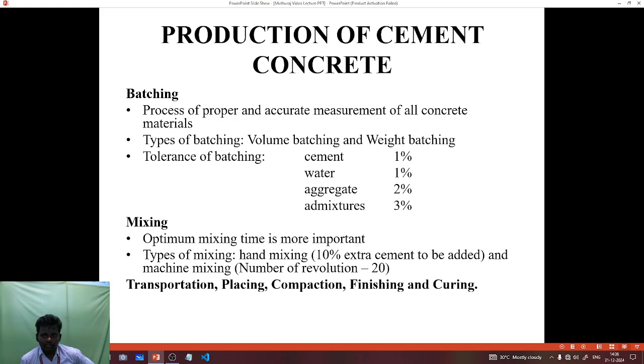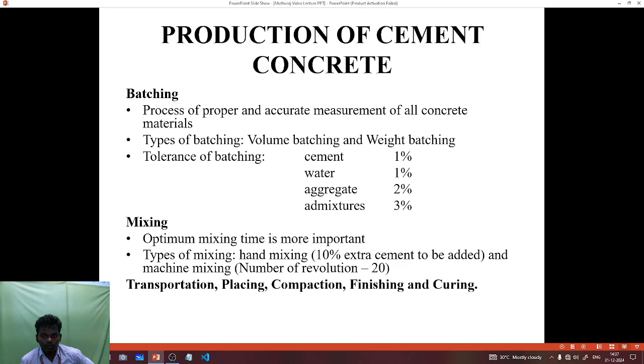In the production of cement concrete, there are three steps that must be performed one by one in an accurate manner to produce a proper mix of cement concrete. The first step is batching, the process of proper and accurate measurement of all concrete materials. Types of batching: volume batching and weight batching. Tolerance of batching: the cement should not be decreased or increased by more than 1% of the required amount.